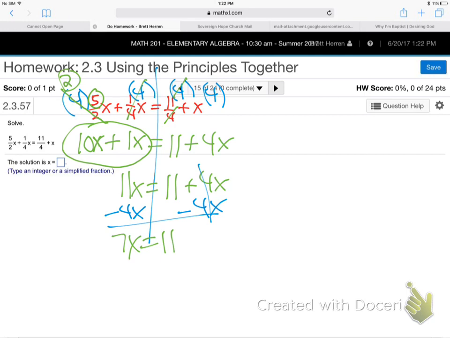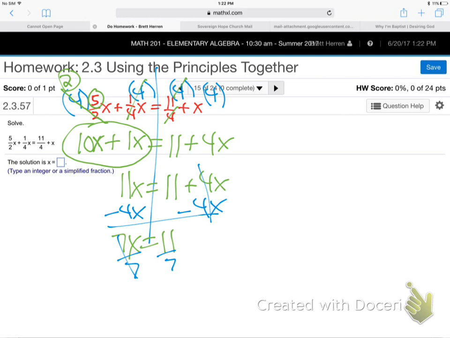Does that make sense? And then last step, divide by 7. The answer is a fraction, 11/7. Questions on that? No questions? We good? How we doing? Oh, these problems are tough here at the end.